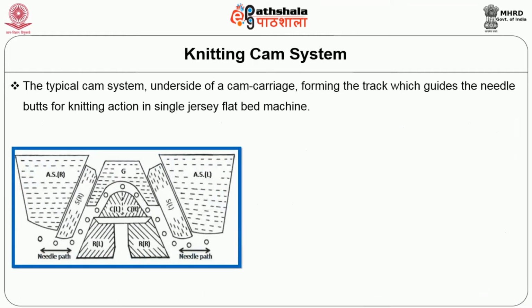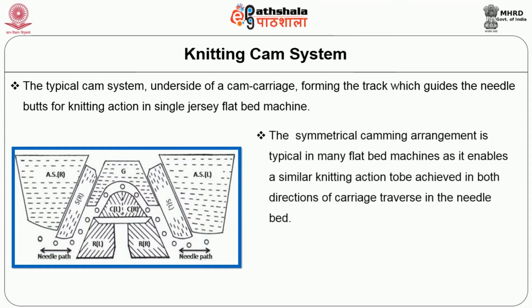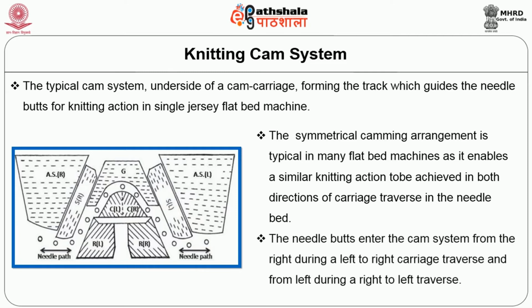Knitting cam system. The typical cam system on the underside of the cam carriage, forming the track which guides needle butts for knitting action in a single jersey flat machine, is shown in the figure. The symmetrical camming arrangement is typical in many flatbed machines as it enables a similar knitting action to be achieved in both directions of carriage traverse in the needle bed. The needle butts enter the cam system from the right during a left to right carriage traverse and from the left during a right to left traverse.